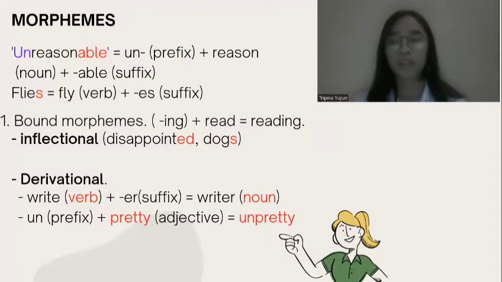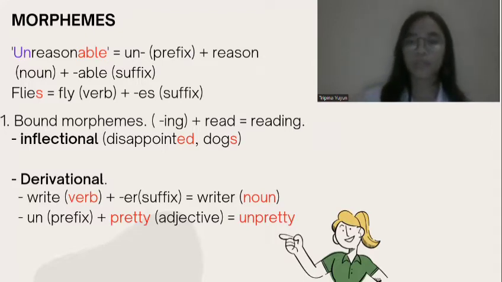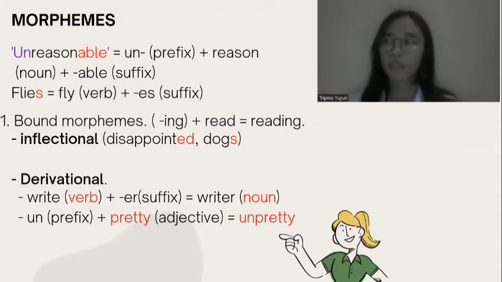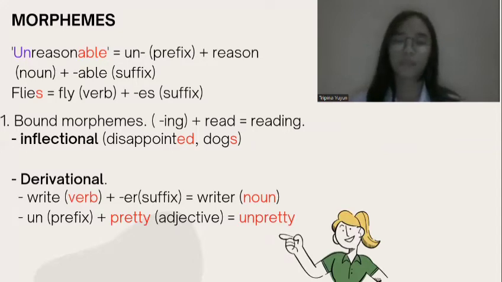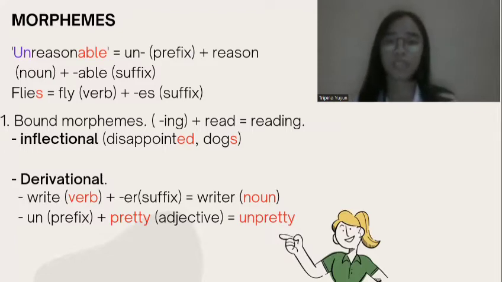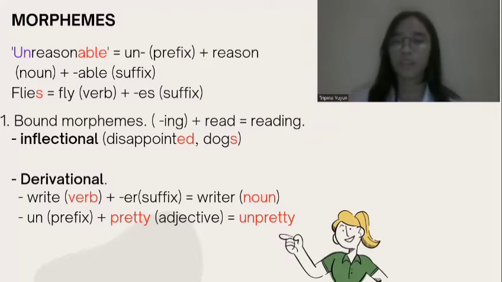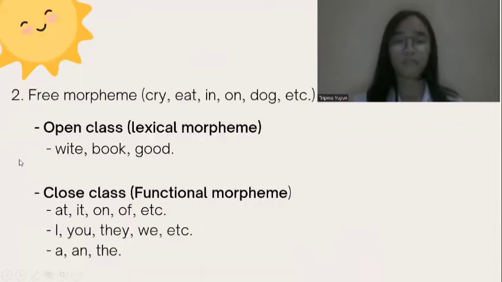And then another example, please pay attention to the word pretty. The word pretty here means something that is beautiful or good looking. And then you add un. Un here is a prefix, and it's derivational because it changed the meaning of pretty itself, which is unpretty. Unpretty here means the opposite of pretty. So that's how derivationals work in words. Okay, that's all for the bound morphemes. Move on to the next slide.